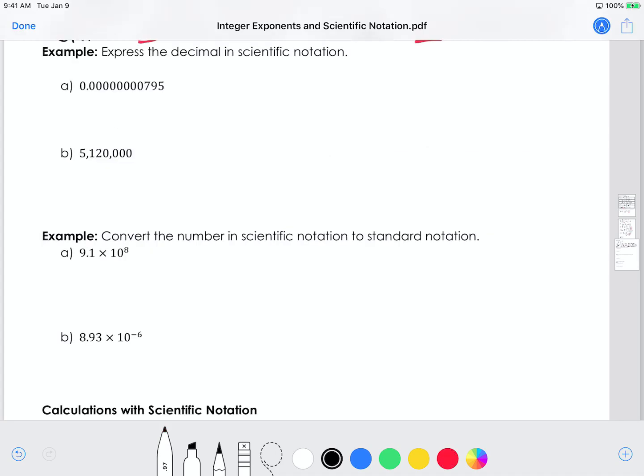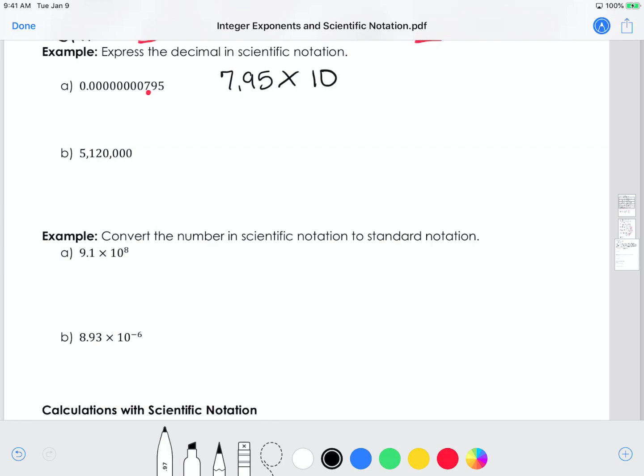So in this first example, we have two numbers. It's written in standard form right now, and we're going to put it in scientific notation. I want to move the decimal so that it's right here, and that way I have one digit to the left of the decimal. So I want to write this as 7.95 times 10 to some exponent.